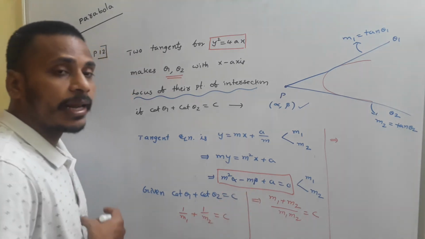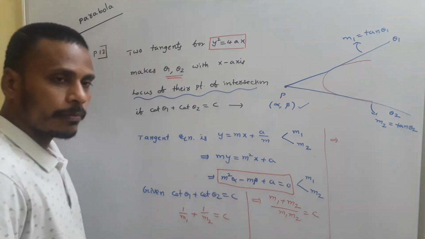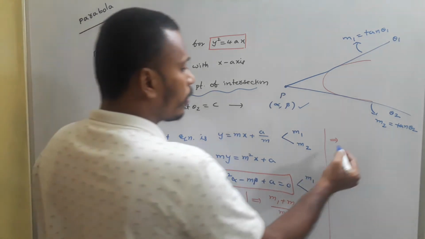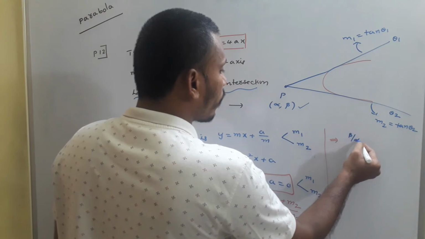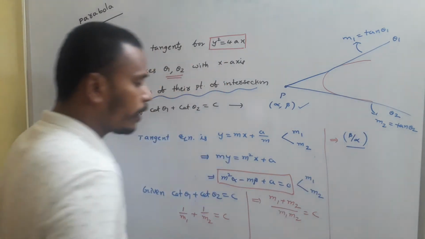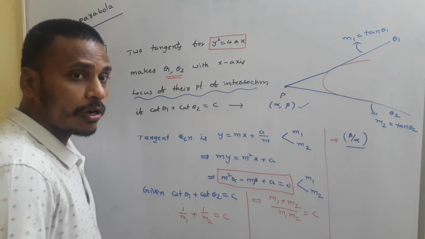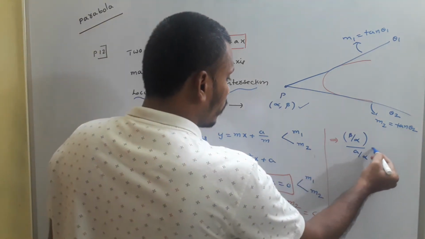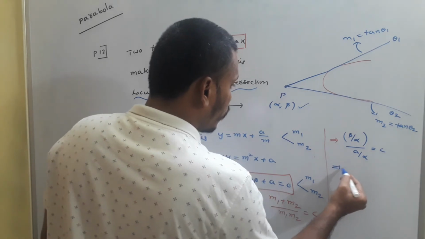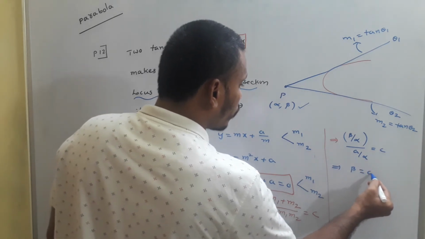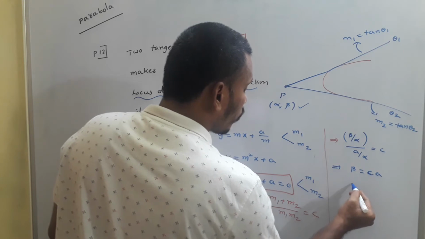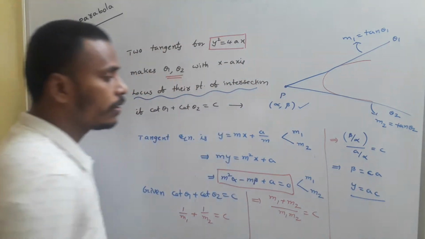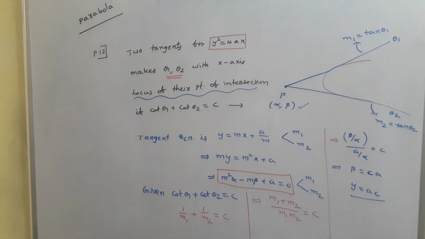Now I will write m1 plus m2 in terms of beta and alpha. m1 plus m2 is minus b by a, where minus b here is beta, divided by the coefficient of m square, which is alpha, divided by m1 m2, which is usually constant by x square coefficient, so a by alpha is equal to c. At the end, you have beta is equal to ca. Beta is equal to ca, in the sense y is equal to ac, is the required locus. Have a look.